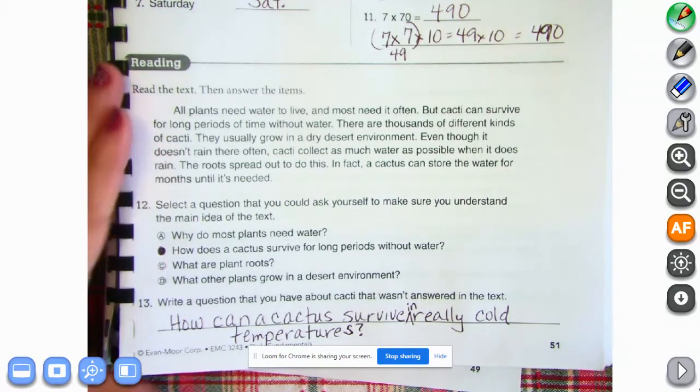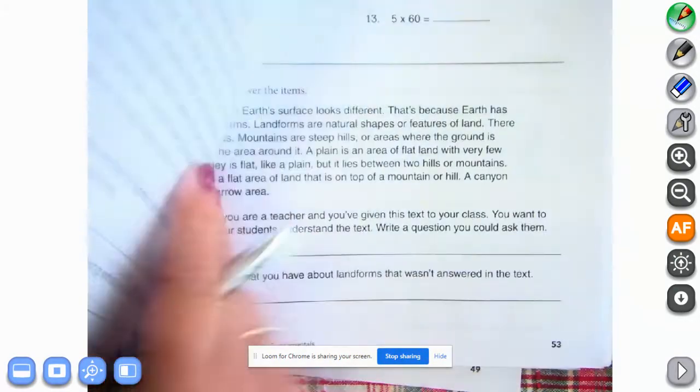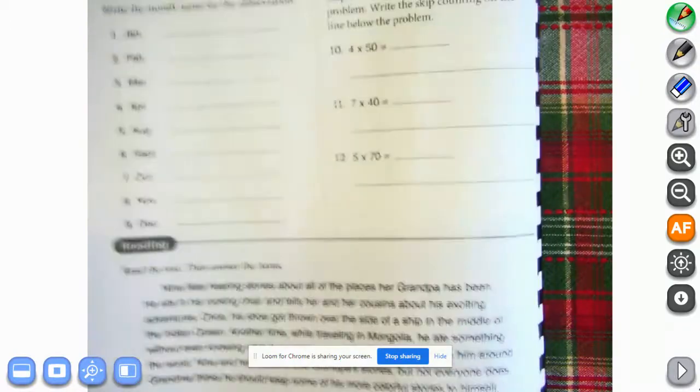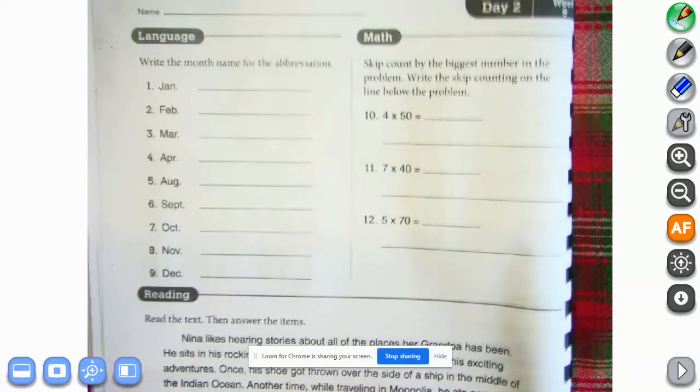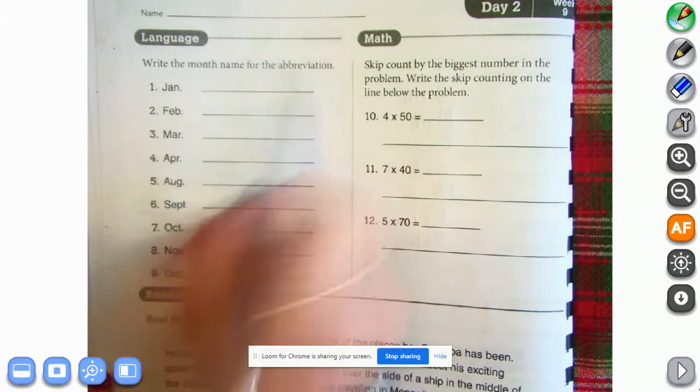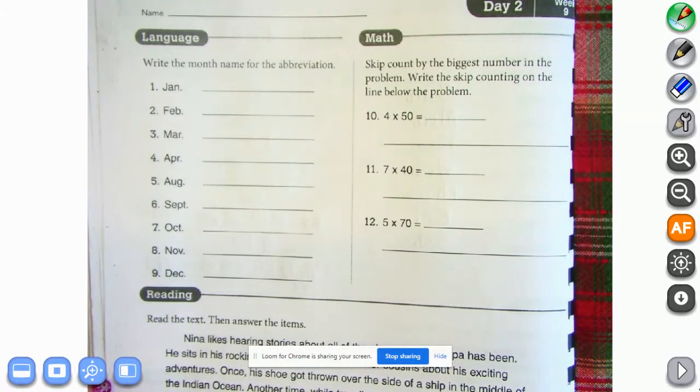Alrighty. So you can pause this page if you need it. We're going to go ahead and get started on tomorrow's page, the page we're going to correct tomorrow. So what you're going to do today says write the month name for the abbreviation. So you may need a little help with this. We're going to be writing out the full name from the abbreviation.